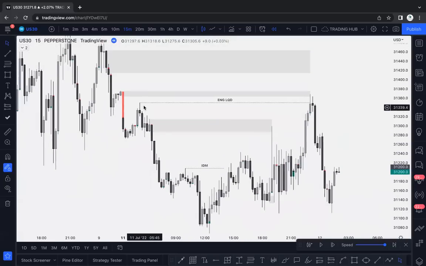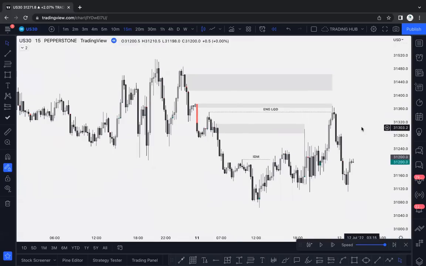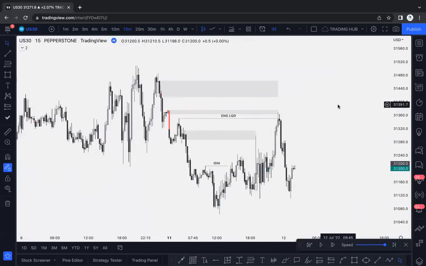Between this high and low there is no need to buy or sell, because between the inducement and engineering liquidity is most of the time a smart money trap. So the same thing happens here: taking out the inducement, tap on the order block and push downside.